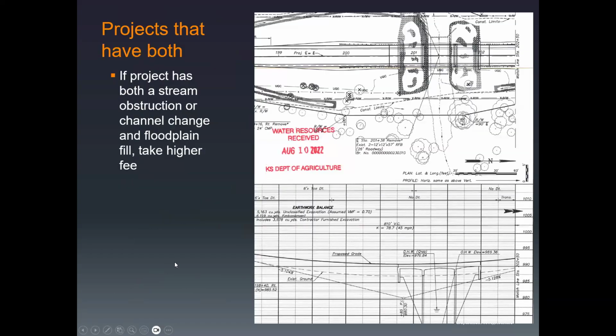So let's talk about the projects that have both floodplain fill and a stream obstruction. Like this one, you can see this is a bridge replacement, but you can also see that the existing ground and the proposed grade is more than a foot. So it would be both a stream obstruction and a floodplain. You would take the higher of the two fees. In this case, it would be the floodplain fill that would be the higher fee. So you don't pay both fees, you just pay the higher fee when it has a stream obstruction and a floodplain fill.